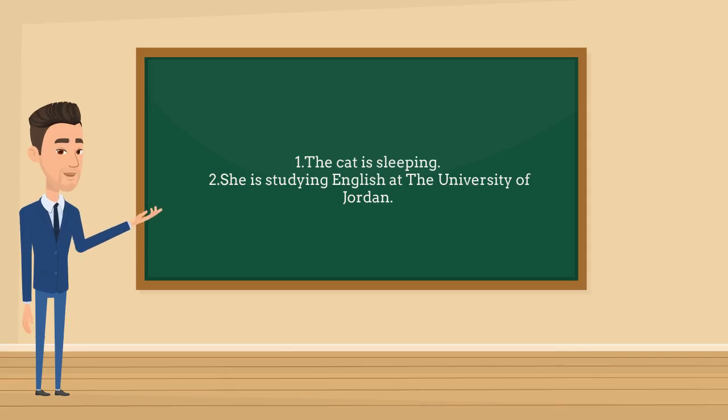So, if we look at example 1 and ask ourselves, what is the cat doing? The answer to this will be "is sleeping." From this, we can understand that the predicate provides us with details about the subject. The same can be said about example 2, where we can clearly see that "is studying at the University of Jordan" is the predicate. Based on all of this, and to recap, we can say that a sentence must have a subject and a predicate.